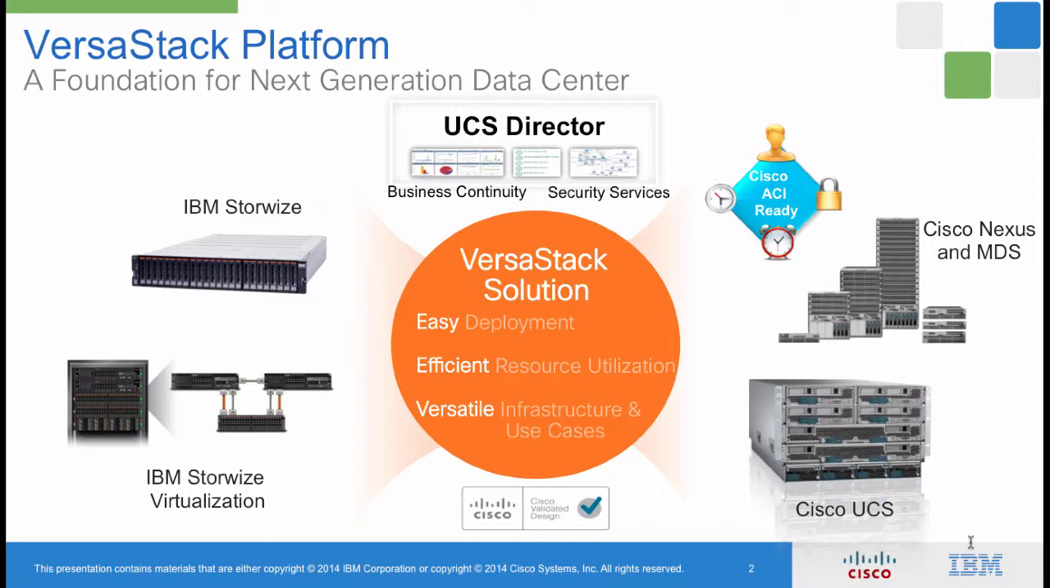The VersaStack platform is an exciting new integrated infrastructure offering, combining best-of-breed technologies from Cisco and IBM. The storage component of a VersaStack, the IBM StoreWise V7000, offers real-time compression without performance impact, as well as optimized performance from Easy Tier management, locating the busiest data on the fastest tier of storage. VersaStack combines this with ACI-ready Cisco Nexus and MDS switches and Cisco UCS for compute, with unified management and provisioning provided by UCS Director.